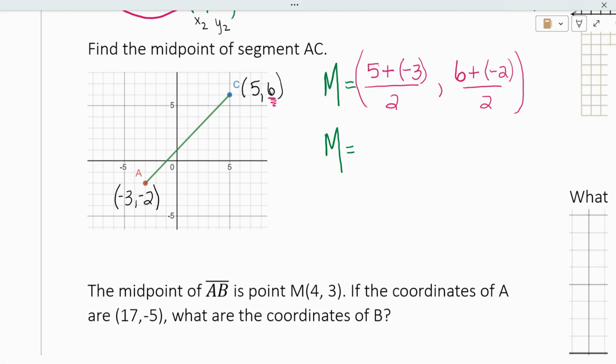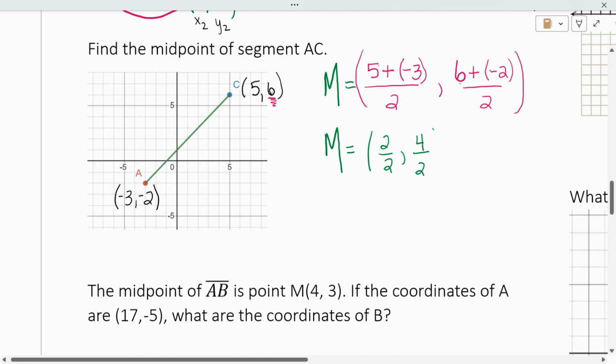Brianne, what's 5 plus negative 3? 2. So that's 2 over 2 for the x coordinate. And what's 6 plus a negative 2? 6 plus a negative, that's the same thing as saying 6 minus 2. 6 minus 2 is 4 over 2. Call on someone to finish it off, Brianne.